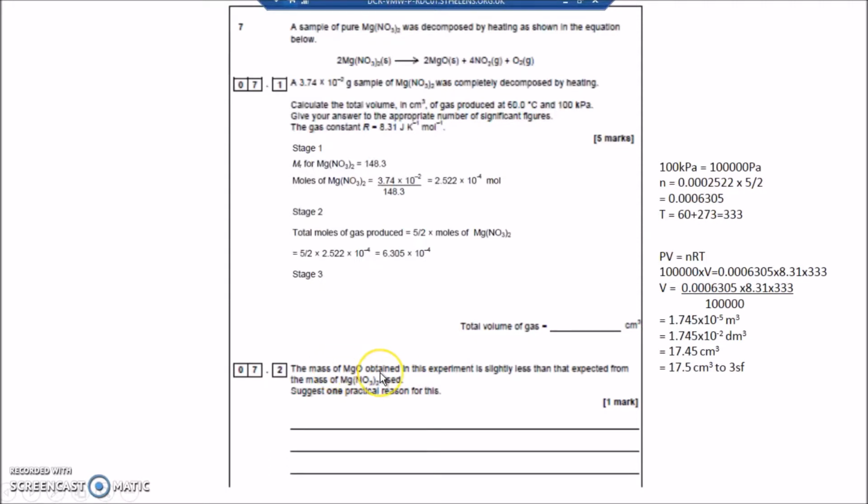7.2. The mass of magnesium oxide obtained in this experiment is slightly less than I expected. So why do you get less than 100% yield? You're going to lose some of it when you're weighing it out or making it. So some of it is lost. Some of the solid is lost when you're weighing out the product or before you weighed the product out. So whilst you're making it, you've lost some of the magnesium oxide.